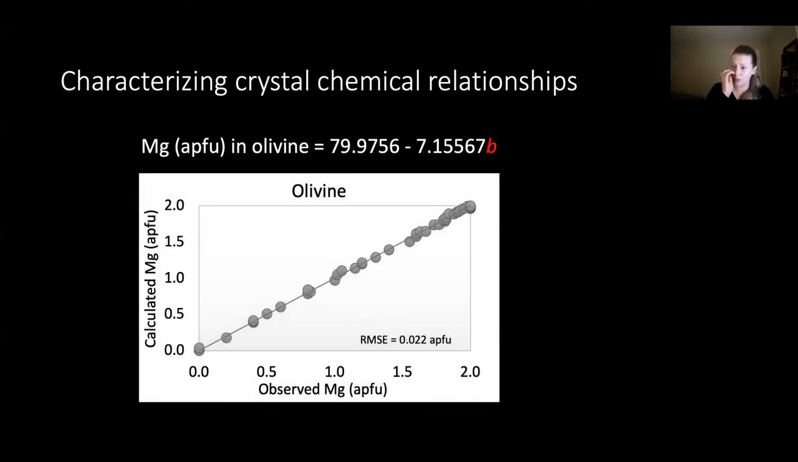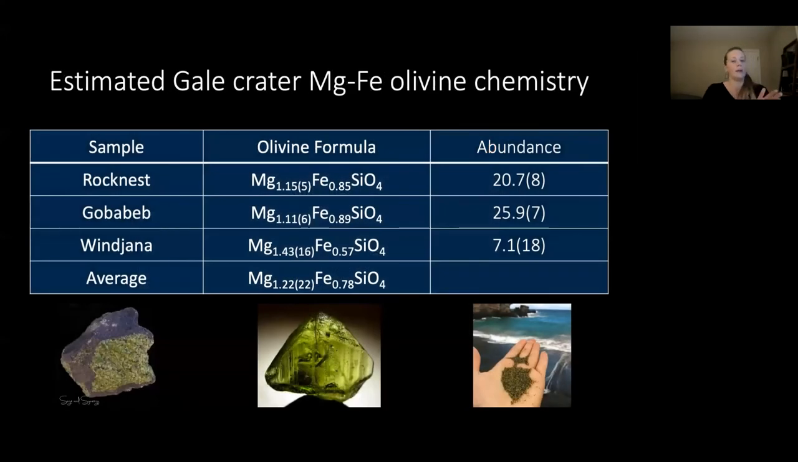To illustrate the accuracy, here's a plot of the calculated magnesium content versus the observed. You can see that the root mean squared error is 0.02 atoms per formula unit, which is pretty good. I mean, that's a pretty straight line. We computed those errors with fivefold cross validation. So we split the data randomly into training and testing, 80% training, 20% testing, and we iterated the equation 1,000 times. Each time you see a root mean squared error from now on, we use that same cross validation technique.